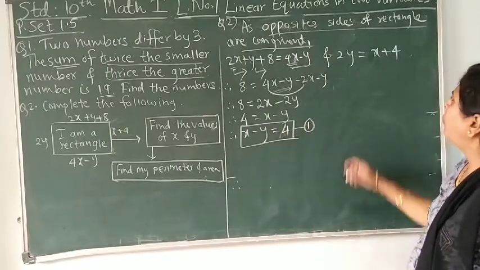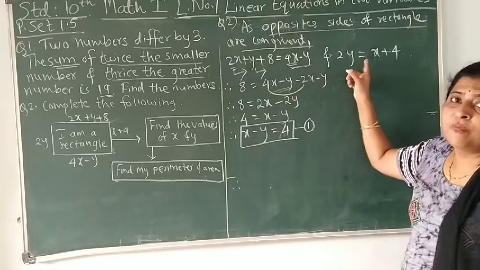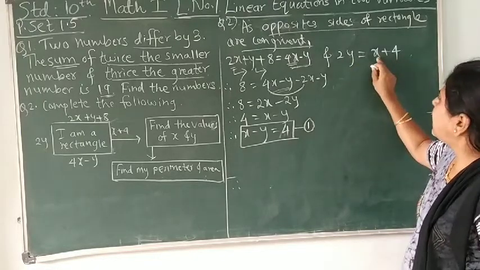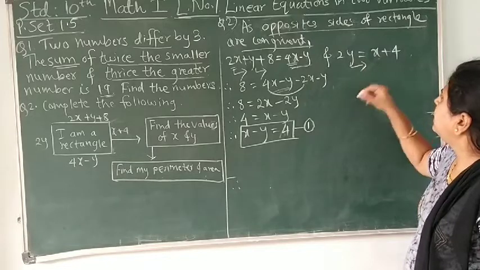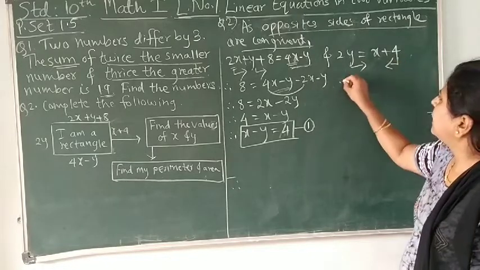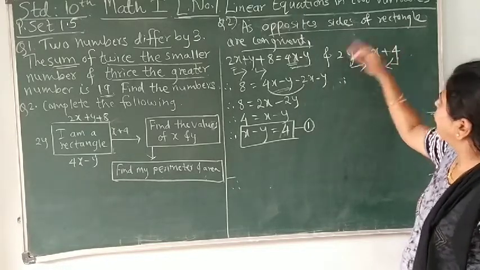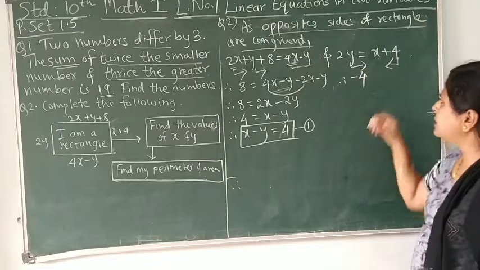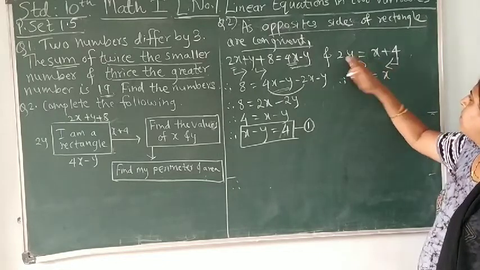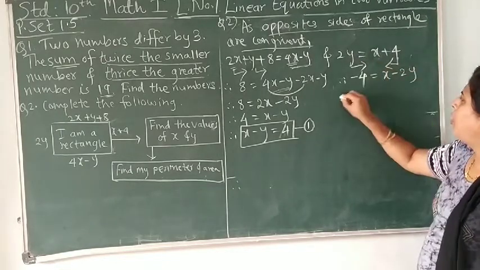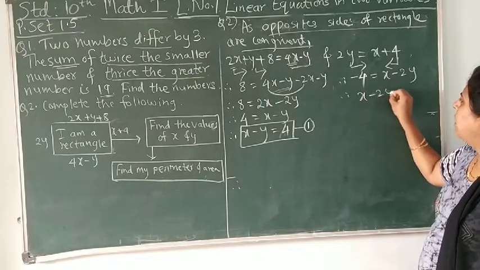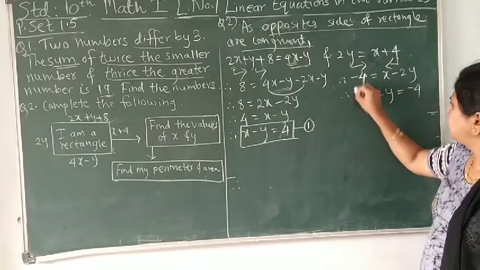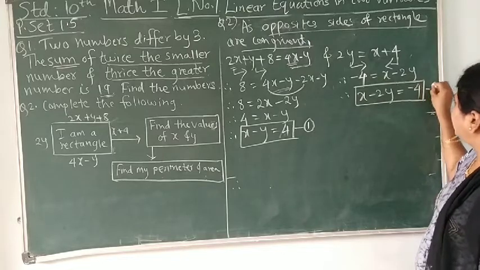Okay. Now what is the second equation? From here we can get... Now let's take x as positive, so y take it here and 4 take it on this side. And therefore, plus 4 coming here, it will become minus 4 is equal to x minus 2y. Or we can say it is x minus 2y is equal to minus 4. This is our equation number 2.